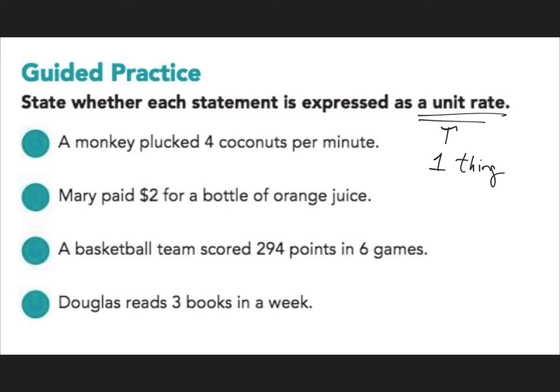Okay, we're going to state whether each of these is a unit rate. Remember, the key thing about a unit rate is that we're comparing it to one thing. So, Libby, the first one. A monkey plucked 4 coconuts per minute. How many minutes did it take? 1. Where do you see 1? Well, I see minute, which means per 1 minute. So are we comparing it to one thing? We're comparing 4 coconuts to 1 minute.